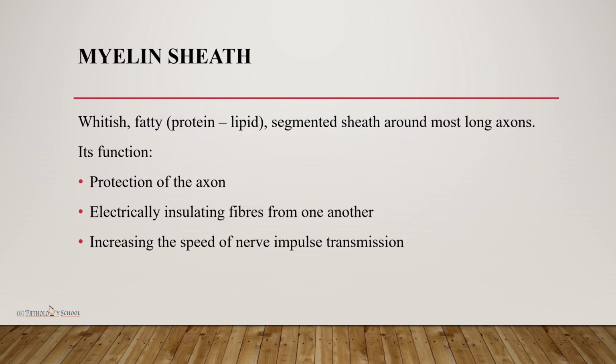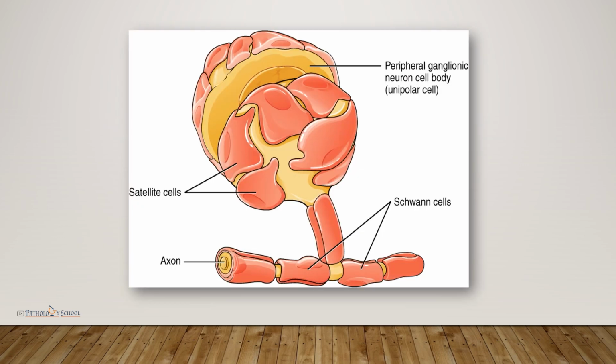The myelin sheath. Myelin sheath is a whitish, fatty, segmented sheath around most long axons. The function of myelin sheath is protection of the axon. It electrically insulates the fibers from one another. It increases the speed of impulse transmission. So in this diagram, we can see the Schwann cells covering the axon, forming the myelin sheath.